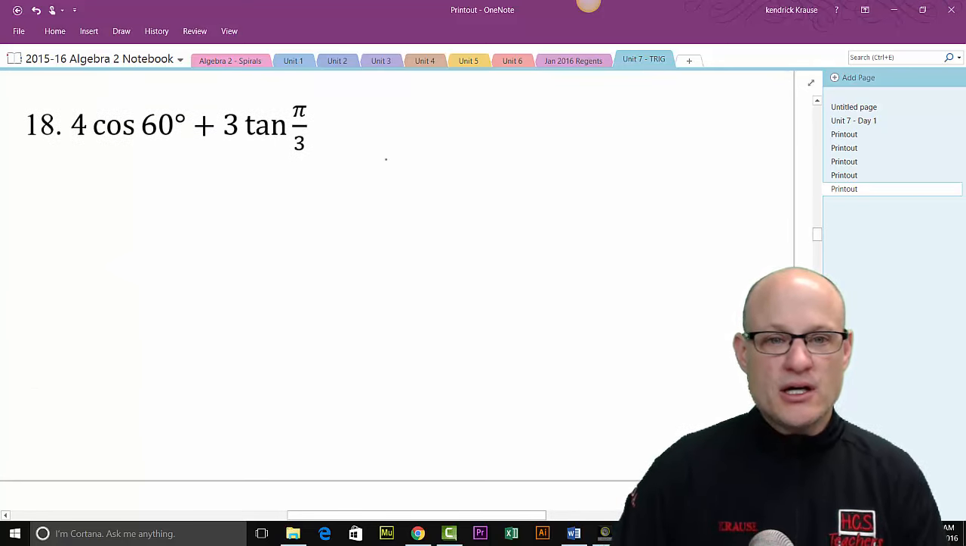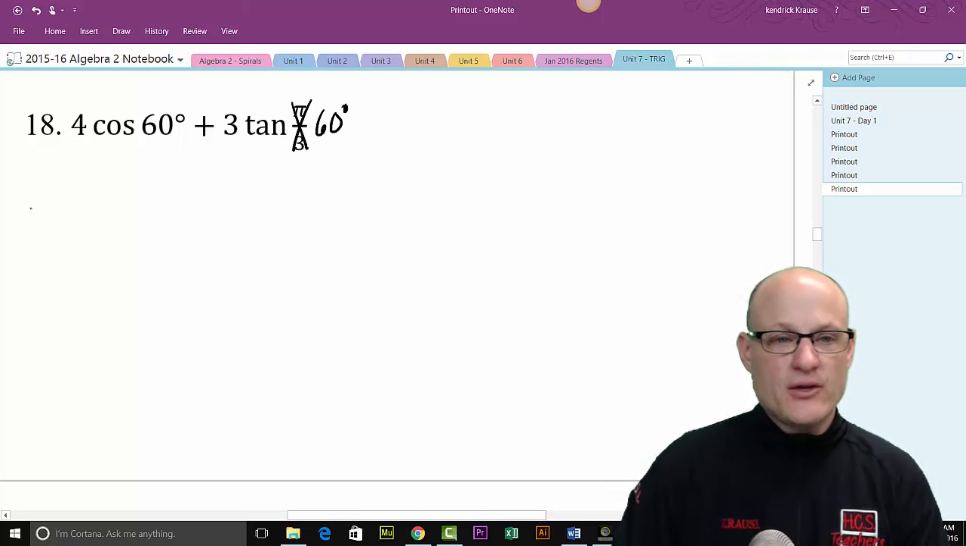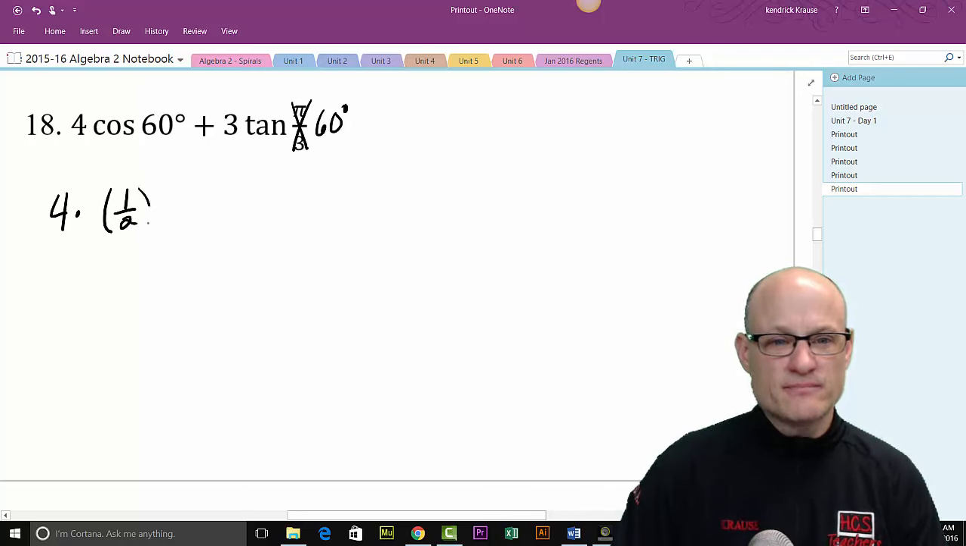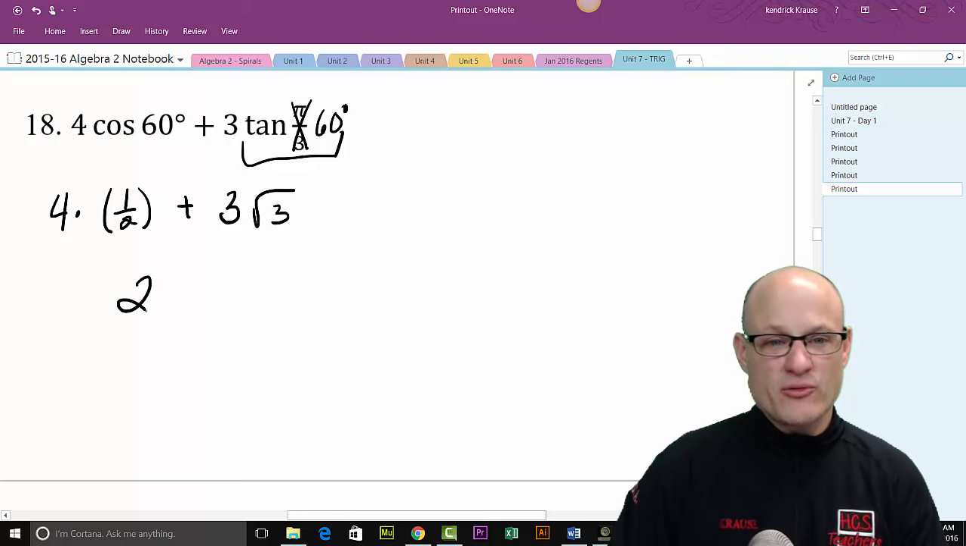Let's just see. This is 60 degrees again. So this is 4 times cosine of 60 is 1/2. We already did that. Plus 3 times the tangent of 60 is the square root of 3. So this just becomes 2 plus 3 square roots of 3.